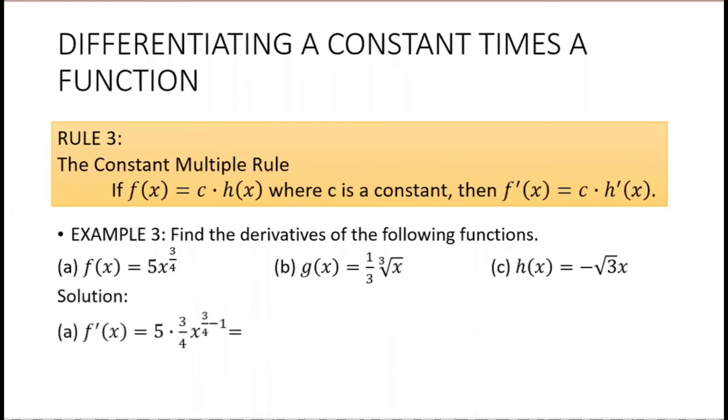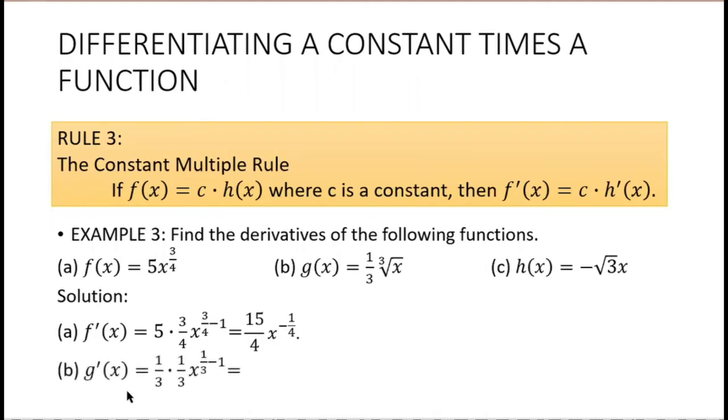Then for the solution of letter A, the derivative of f of x is equals to 5 times the derivative of x raised to 3/4, and the derivative of that is 3/4 x to the 3/4 minus 1. So, sundin lang natin yung ating rule number 2. So, ngayon, kapag minultiply natin yung 5 by 3/4, yung kanilang coefficient, so magiging 15/4, then 3/4 minus 1 is negative 1/4. So, therefore, the derivative of A, or the f prime of x, is 15/4 x raised to negative 1/4.